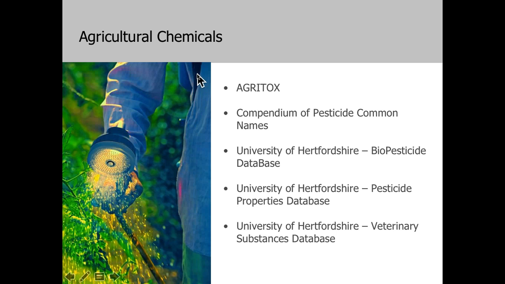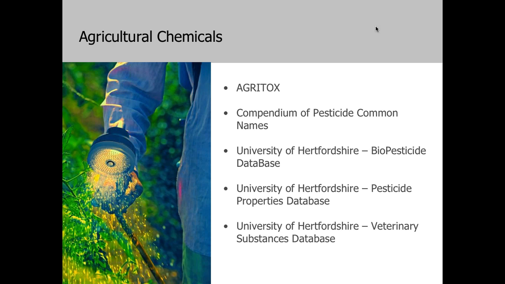The next one, the global name I've used is agricultural chemical, but it might be more pesticides or biocides. We've added AgriTox, which is a French database from their National Institute for Agricultural Research. It has chemical and physical properties, ecotox data, environmental fate, behavior, things like that on chemicals. The compendium of pesticides common names does not necessarily have much chemical information, but it does have quite a bit of identification information, IUPAC name, CAS number, InChI information, things like that.